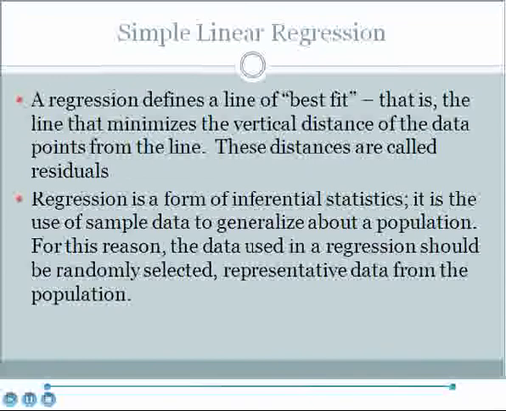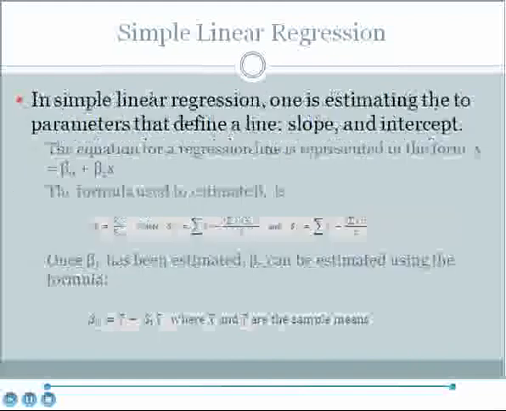A regression defines a line of best fit. That is, a line that minimizes the vertical distance of the data points from the line. These distances are called residuals. Regression is a form of inferential statistics. It's the use of sample data to generalize about a population. For this reason, the data used in a regression should be randomly selected, representative data from the population. In simple linear regression, one is estimating the parameters that define a line, slope and intercept.